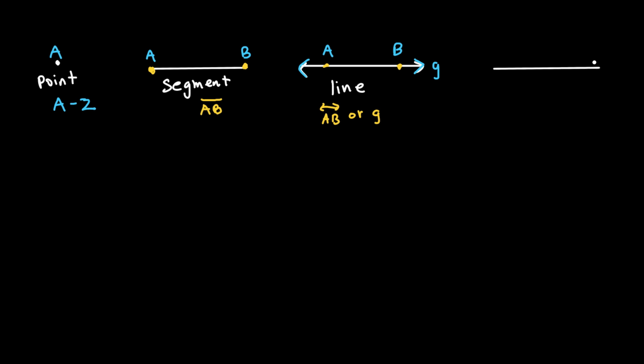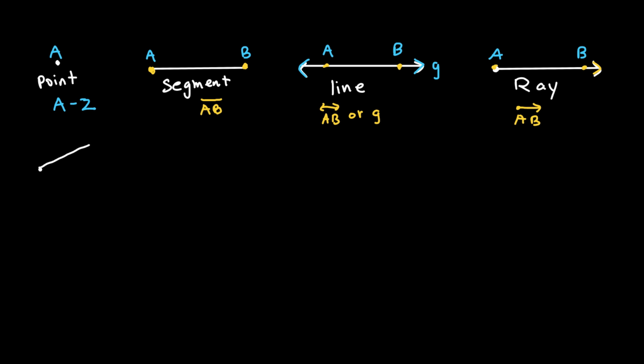Now, this shape here is called a ray. And a ray starts at one endpoint and goes forever in one direction. Let's call this ray AB. And we can note this using a ray symbol and with big letters AB.